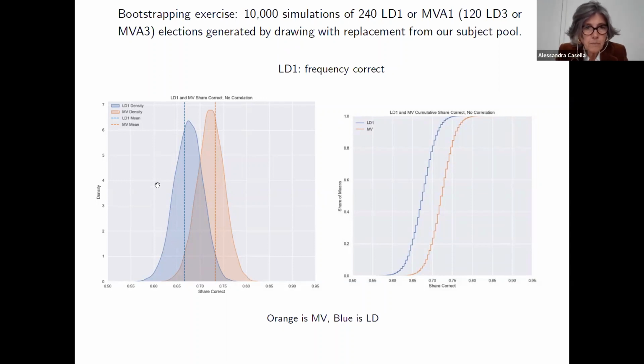So here you see blue is the density under LD1. So this is liquid democracy, the small group. The share correct is on the horizontal axis, and this is about 65%, 70%. And so blue is liquid democracy and orange is majority voting. So you see that the distribution for majority voting is pushed up relative to liquid democracy. There is a higher frequency of correct decisions. And if you look at the CDFs, the cumulative distribution, you have a clear example of stochastic dominance.